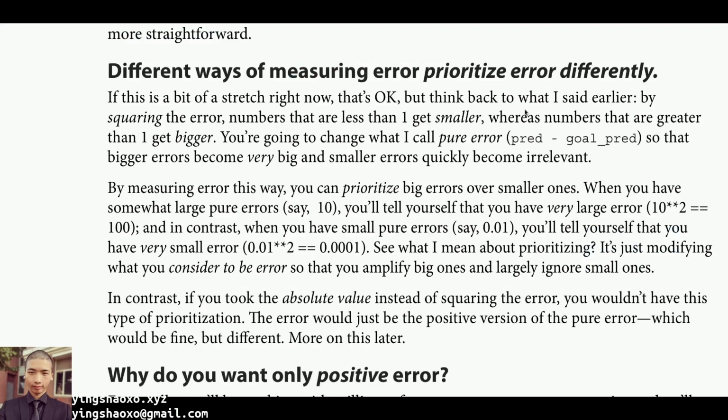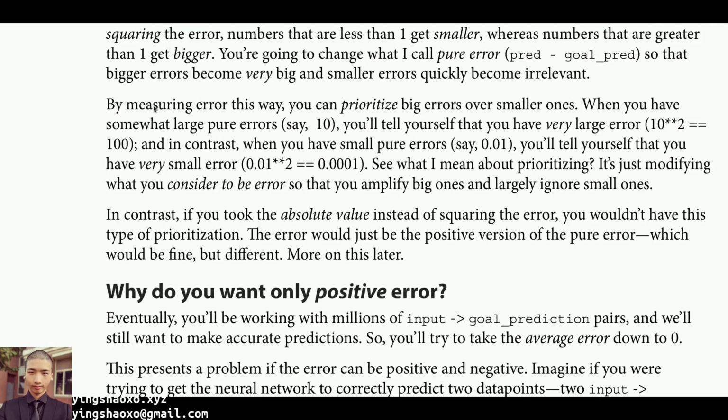But think back to what I said earlier. By squaring the error, numbers that are less than 1 get smaller, whereas numbers that are greater than 1 get bigger. You're going to change what I call pure error, so that big errors become very big and smaller errors quickly become nothing. By measuring error this way, you can prioritize big errors over smaller ones.